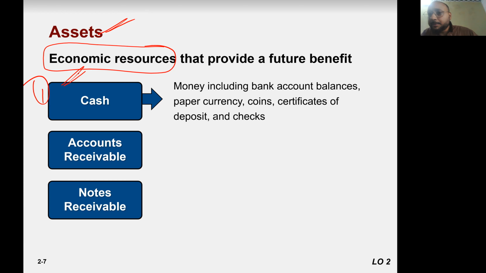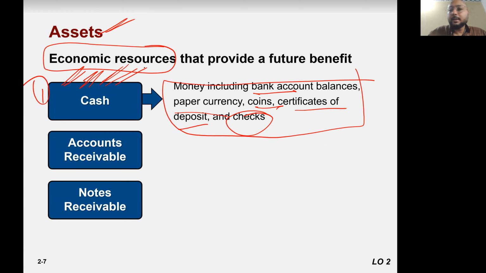So we saw in our previous assignment solution, all the cash transactions are written under cash, not any other, not even in banks. Even the bank itself is recorded here in cash. So money including bank account balances, paper currency, coins, certificates of deposits, all the checks are treated as cash, to record an asset, because cash is our asset under the possession of business.